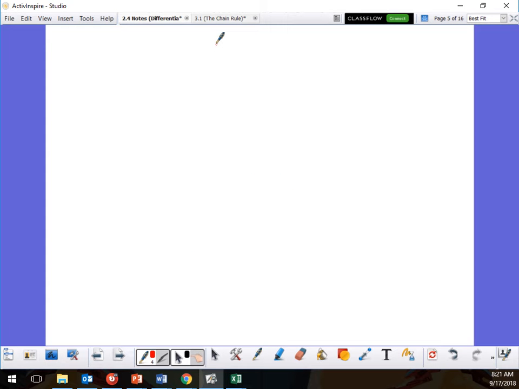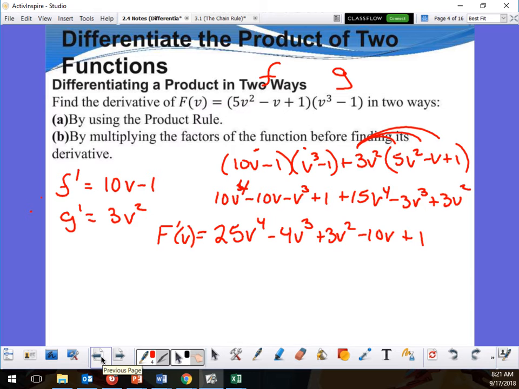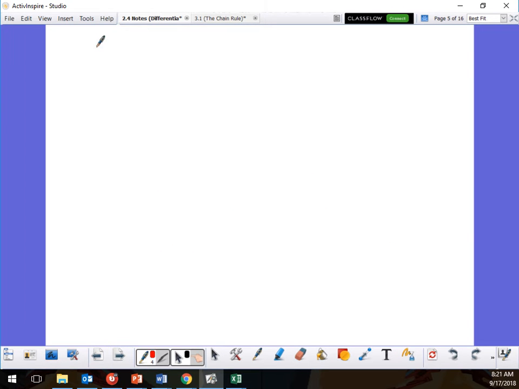All right, so now if we go back right here, so we got this answer right here. It says b, multiply the factors of the function before finding its derivative. Okay, so now we're going to distribute these and then find the derivative of it there. So I'm going to need your help on this. So I have 5v squared, right? Yeah. What was next? Minus v plus 1. Times v cubed minus 1.